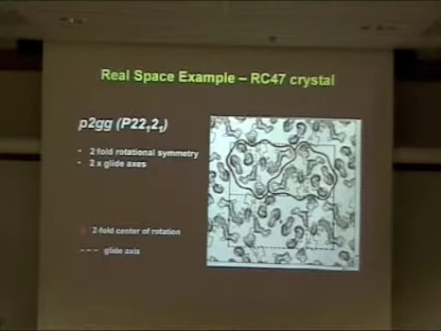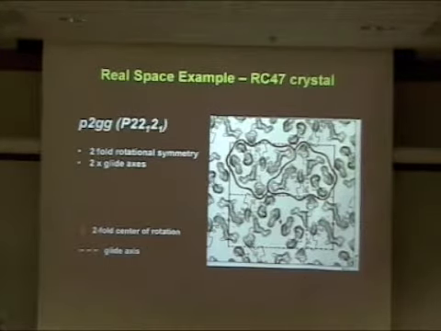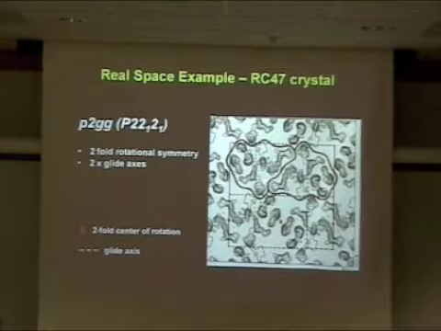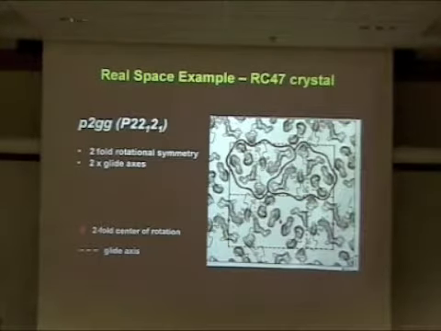Okay, so we'll move forward. This is a real space projection map of an RC47 crystal. This projection map has a unit cell with symmetry P2GG, or in 2D space P22121. This means that the projection map has 2-fold rotational symmetry and contains 2 glide axes. The centers of rotation are shown by the pink diamonds, and the glide axes are shown by dotted lines, by convention.